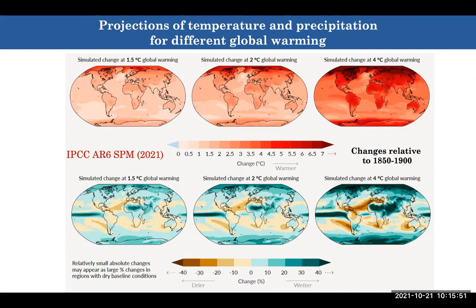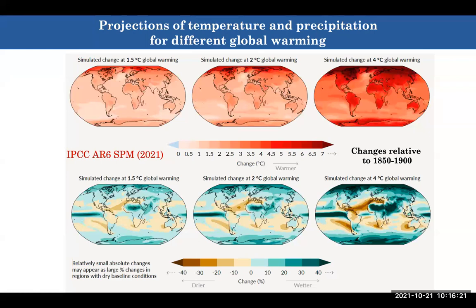For the temperature, you see the higher the global warming is, the higher, of course, the warming is in the different geographical regions. But with a similar pattern each time, the warming is higher over land than over the ocean, and higher in high latitudes, where it can reach more than 7 degrees if we reach the 4 degree global warming.